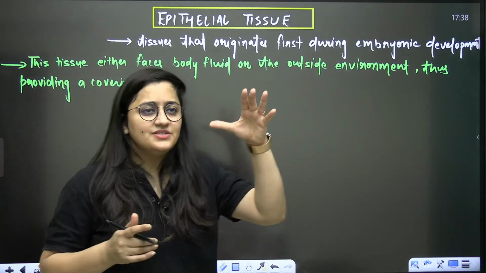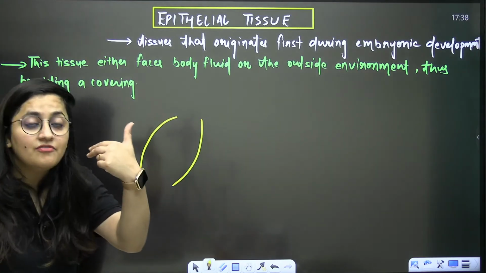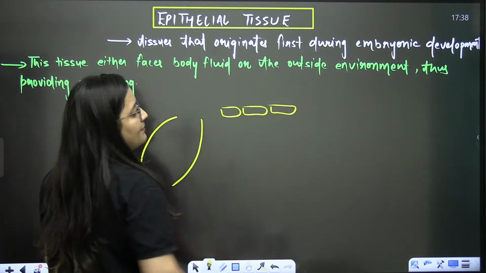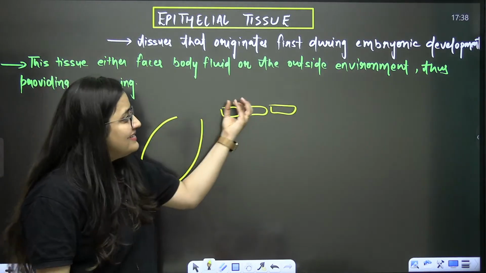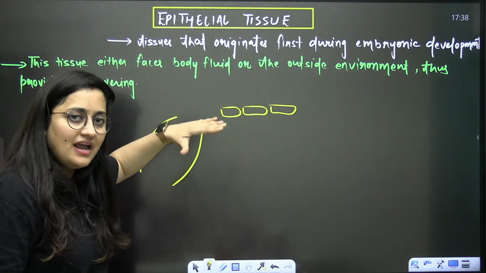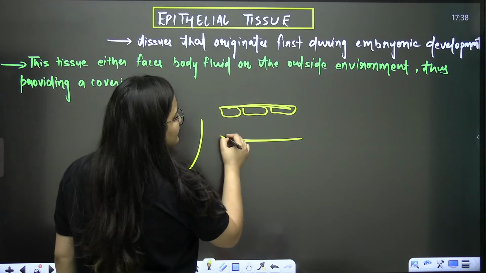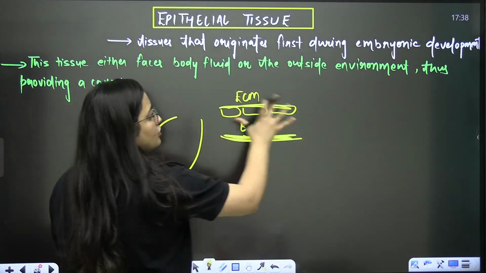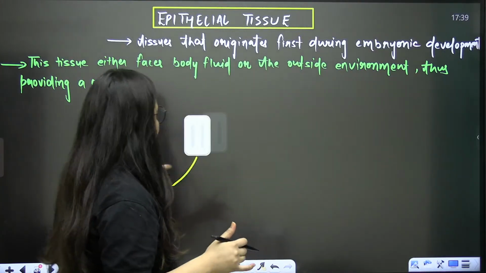So obviously it is facing any body fluid. Let me give you one more example. Even blood capillaries are covered with this epithelial tissue. So you will see that either they are facing the body fluids or they are facing the outside environment. If I talk about a blood vessel, internally it is facing the blood, and externally the extracellular matrix is there. So on this basis we are saying that it is acting like a covering or a lining. Any doubt here?